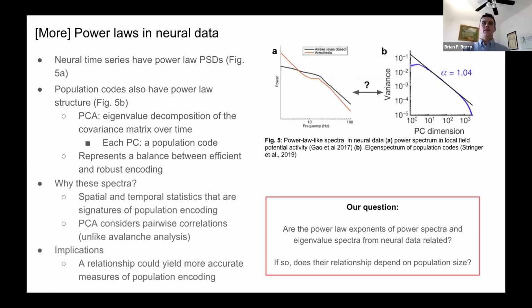So the reason why we're interested in these two spectra is to see if the eigenvalue spectrum, which is a kind of spatial statistic, is related to any temporal statistics, as in those found from the power spectrum, which are also signatures of population encoding. Also, PCA considers pairwise correlations, unlike other measures like avalanche analysis. So if these two spectra are related, we can potentially construct more accurate measures of population encoding.